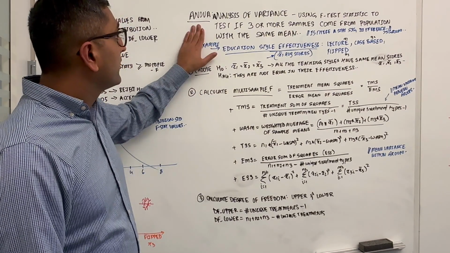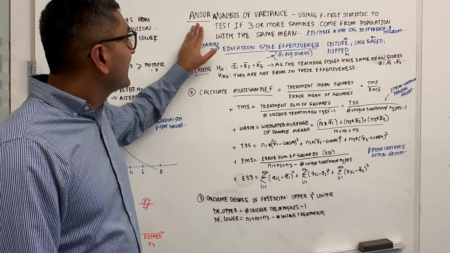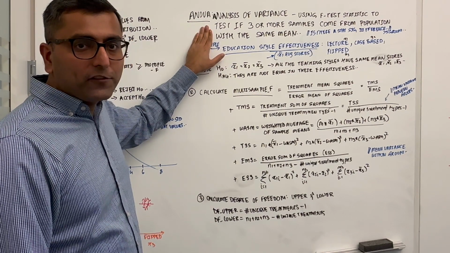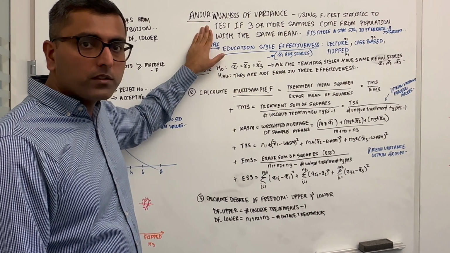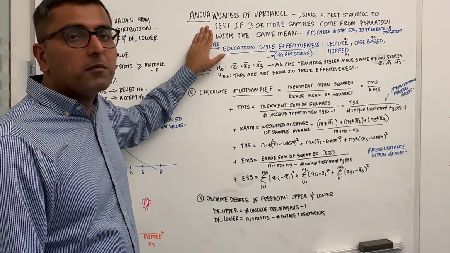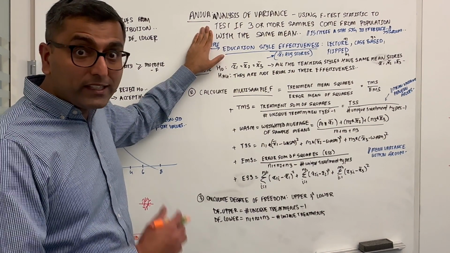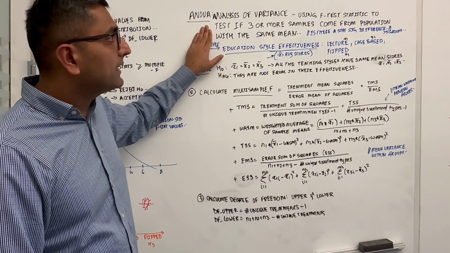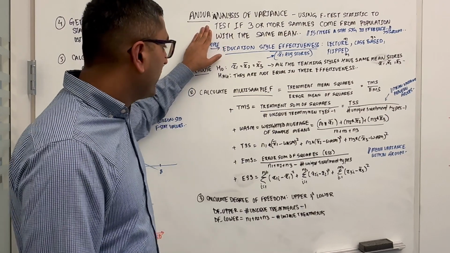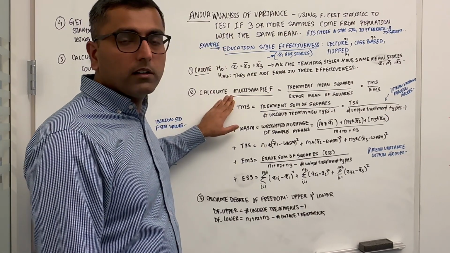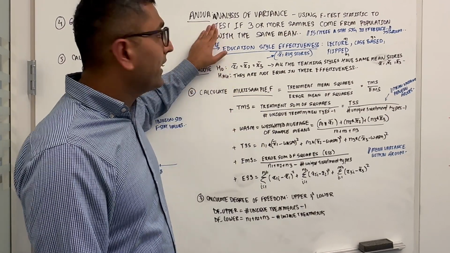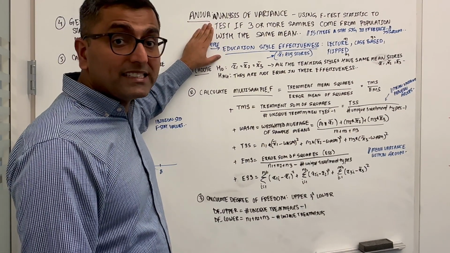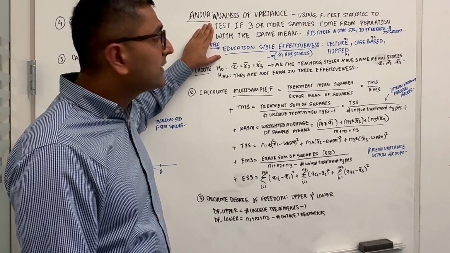ANOVA, analysis of variance. This statistical technique is used to test whether more than two groups belong to the same population, or whether there is a significant difference between those groups. It uses an F-test statistic, and we will calculate the multiple sample F to find out whether these groups are statistically different or statistically the same.